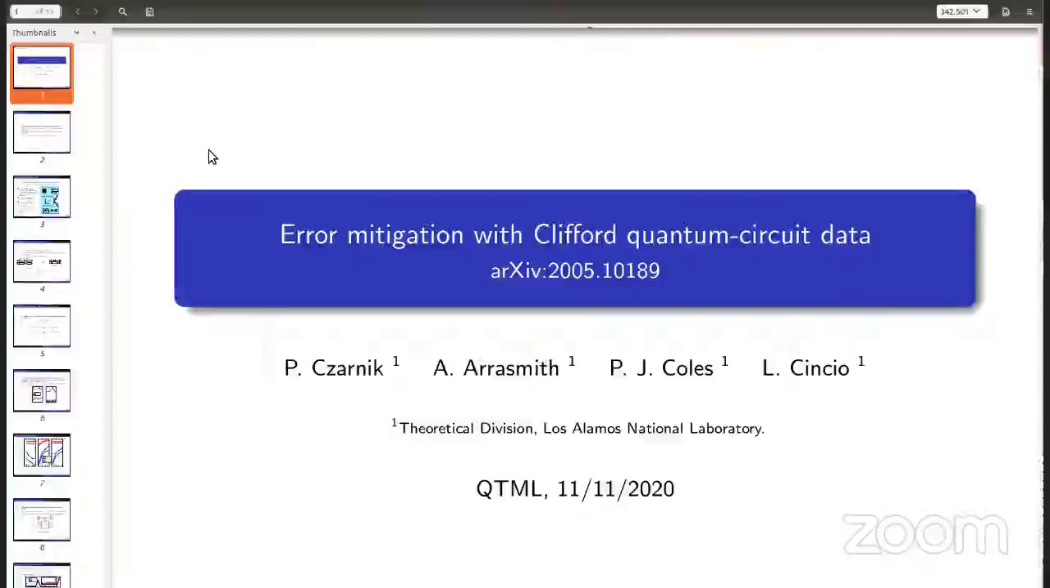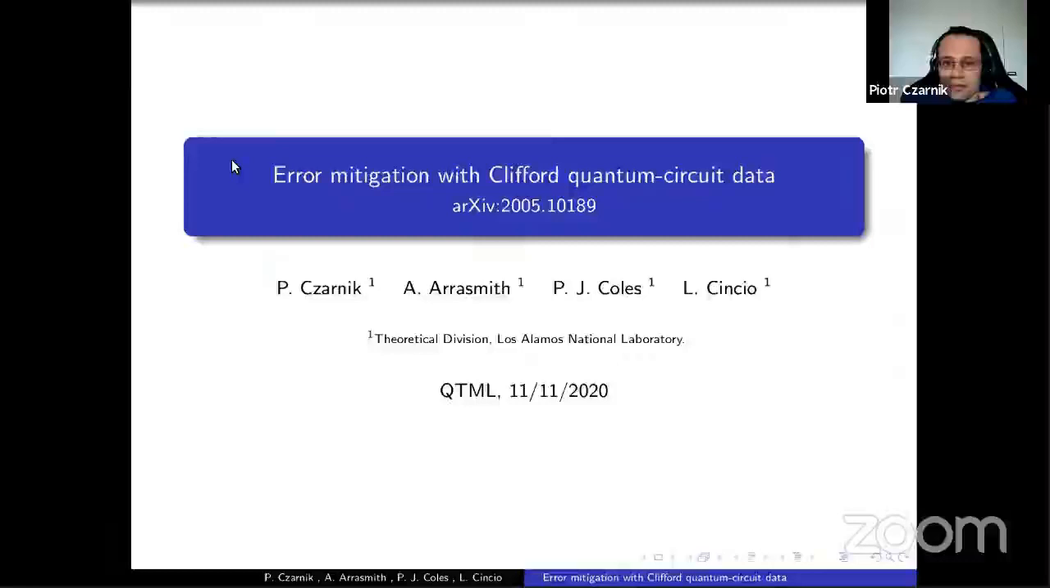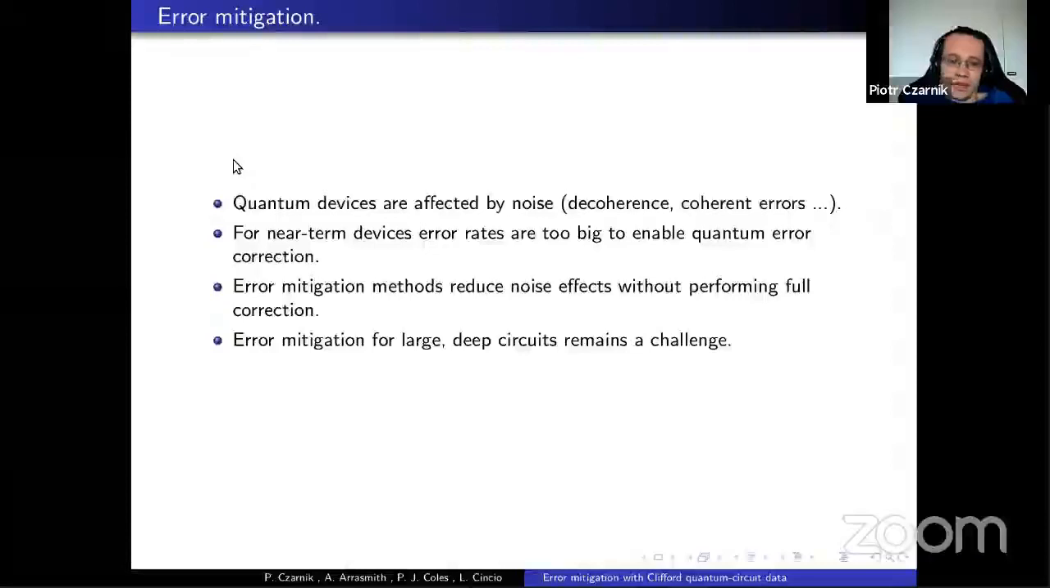Thank you for giving me the opportunity to present our research. I'm going to talk about an error mitigation method which we developed together at Los Alamos. I was working on that with Andrew T. Smith, Patrick Coles, and Lukasz Cincio. We already heard about error mitigation methods during this conference, so just to give you a very brief reminder about what error mitigation is. Obviously, our quantum devices are affected by noise. In the case of devices which we expect to have in the near future, we do not expect to be able to perform full quantum error correction as the error rates are too large for that. Therefore, we resort to methods which just reduce the effects of the noise without performing the full correction.